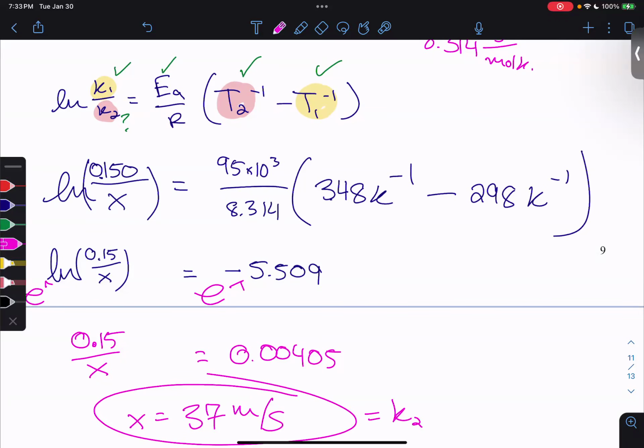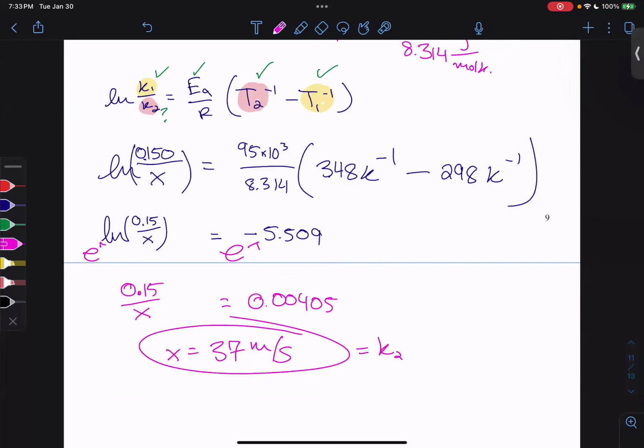So for those of you that are still with me, does that answer, oh, you can't see it, sorry. Does that answer make sense intuitively? We heated the reaction up, rate constant should go up. Did it go up? Yes, it did. Very good. All right. Best of luck.